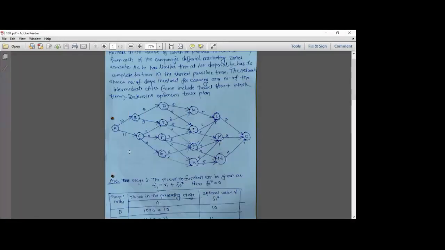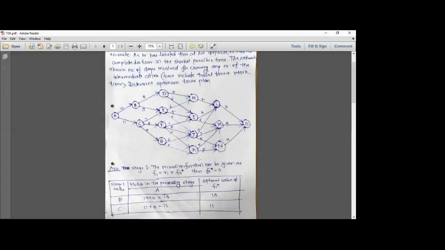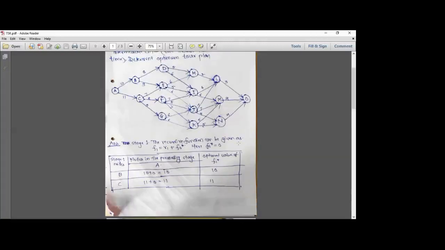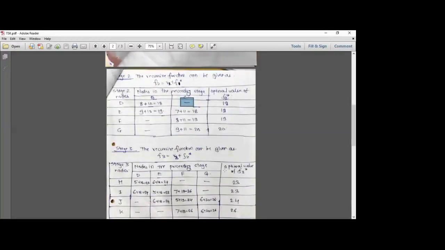From B to D there is a route. From B to E there is a route. From B to F and from B to G there is no route, so F and G we have kept as blank. Similarly for C, from C to E there is a route, from C to F there is a route, and from C to G there is a route. But there is no route from C to D, so we have kept C to D vacant, and likewise we have completed stage 2 as well. We have got the optimum values for D, E, F, and G nodes.